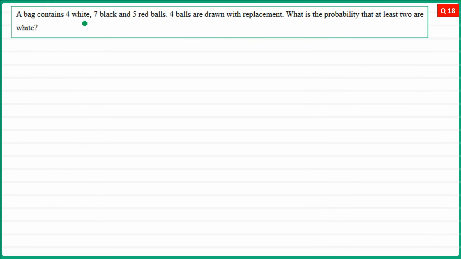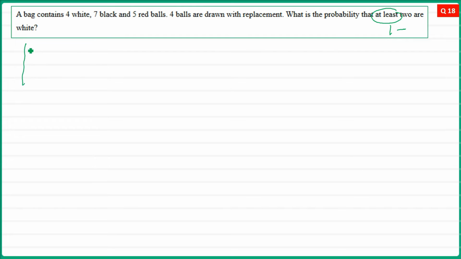A bag contains 4 white, 7 black and 5 red balls. 4 balls are drawn with replacement. What is the probability that at least 2 are white? At least 2 are white. Wherever you have at least, normally the question will be subtracting something from 1.